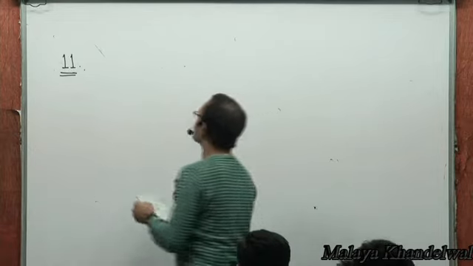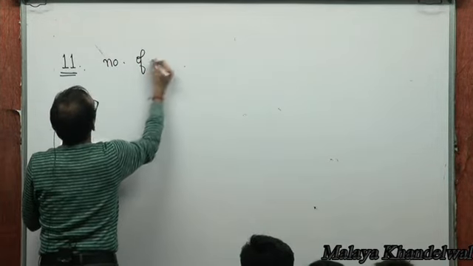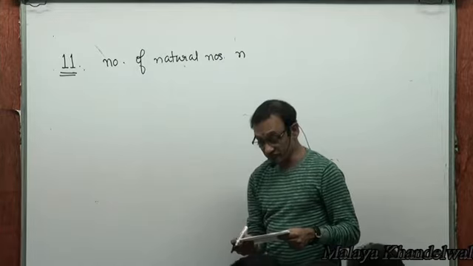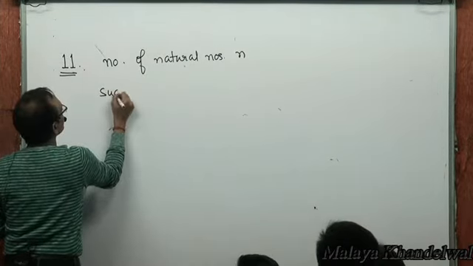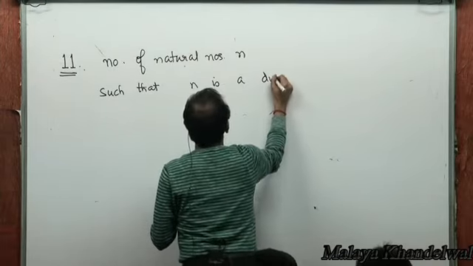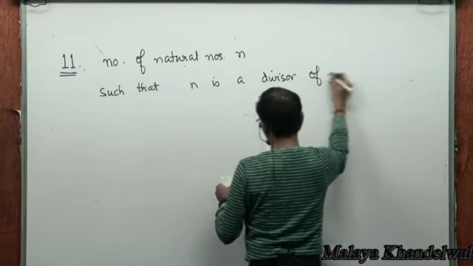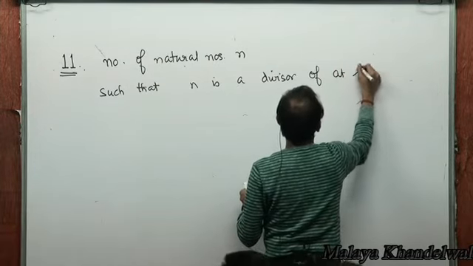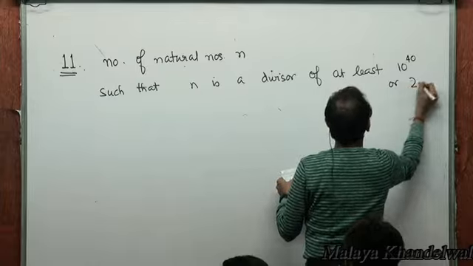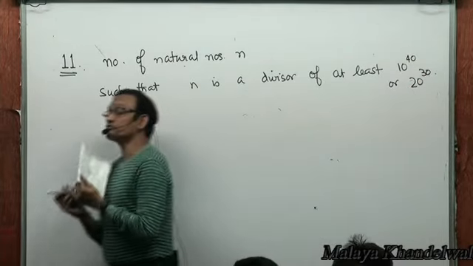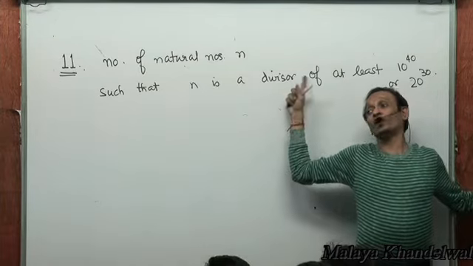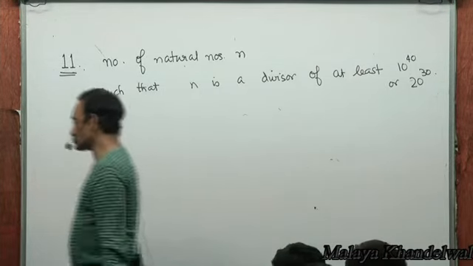We want to find the number of natural numbers n such that n is a divisor of at least one of these two numbers, 10 to the power 40 or 20 to the power 30.